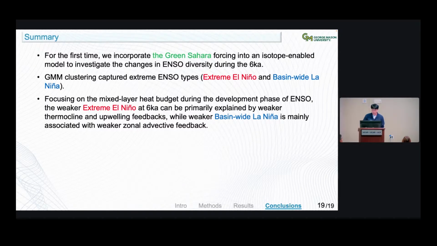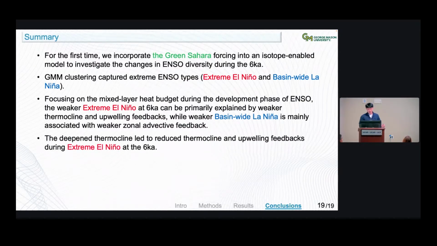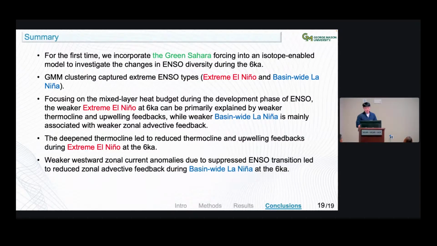Focusing on the linkage to the mean state, the deepened thermocline can explain reduced thermocline and upwind feedback, especially during extreme El Nino, while weaker westward zonal current anomalies, which are associated with weakened El Nino to La Nina transition, can explain reduced zonal advective feedback, especially during the baseline La Nina.